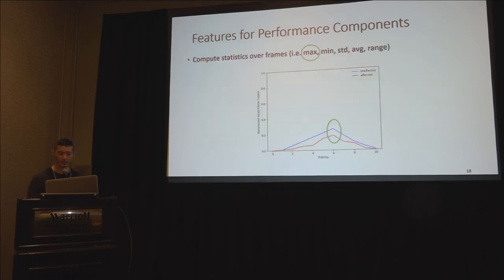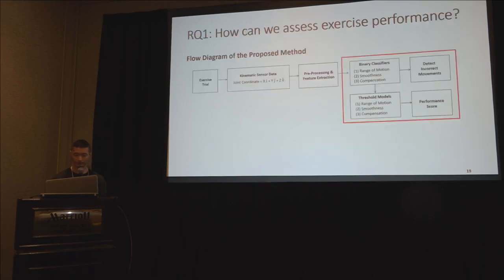Then, given this feature set, we compute statistics over the frames to summarize the exercise motion. The rationale is that, for example, given the unaffected and affected sides, we can obviously distinguish the two sides by checking the maximum points. So we compute the maximum, minimum, standard deviation, average, and range of the features that I described earlier.